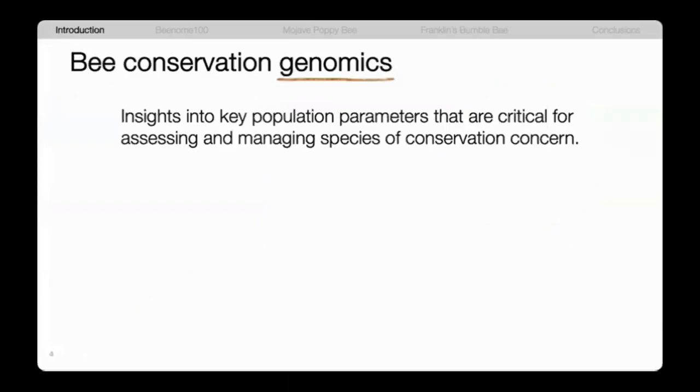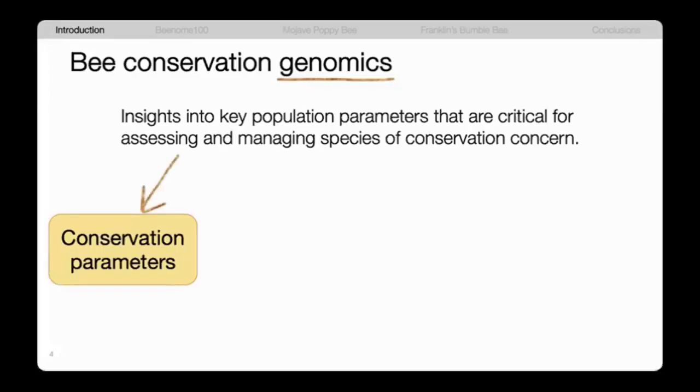My talk today will focus on the utility of one particular omics data type to help us understand and conserve bee diversity, and that, of course, is genomics. Genomic data provides insights into key population parameters that are critical for assessing and managing species of conservation concern.